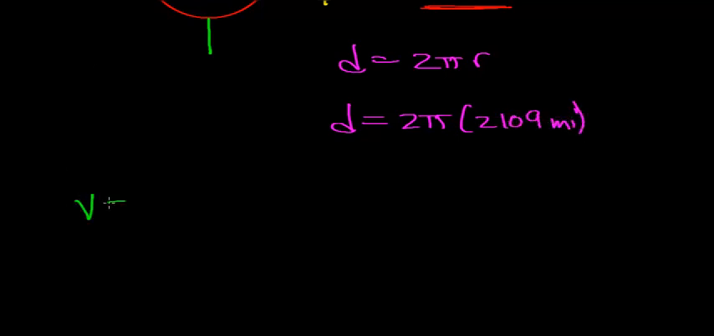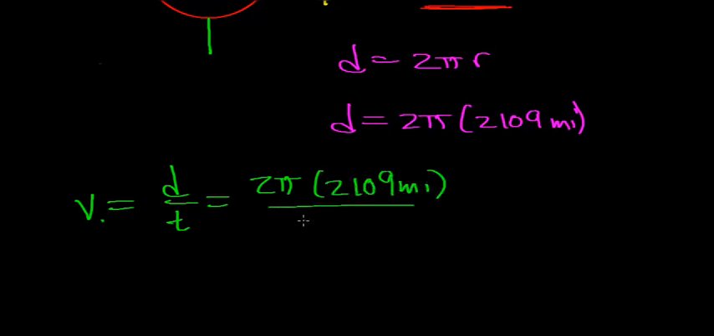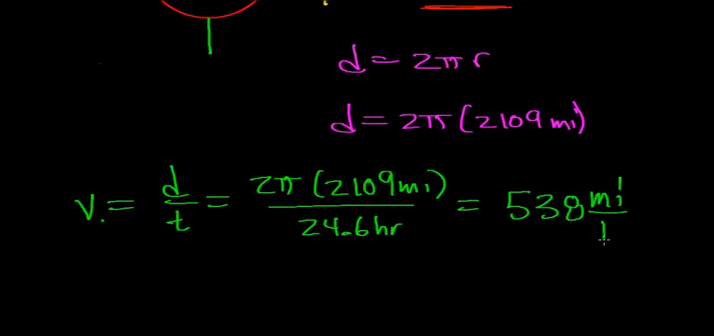Now if we assume that Mars rotates on its axis at a constant velocity, the tangential velocity is going to be equal to the distance the person travels along the surface divided by the time it takes for that person to travel the distance. And in this case, this will work out to be 2 pi times the radius of Mars, which is 2,109 miles, and we said that Mars rotates on its axis once every 24.6 hours. And when we do 2 pi times 2,109 miles divided by 24.6 hours, we get an average tangential velocity at the equator of about 538 miles per hour.